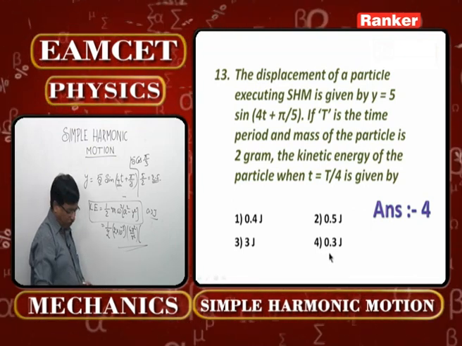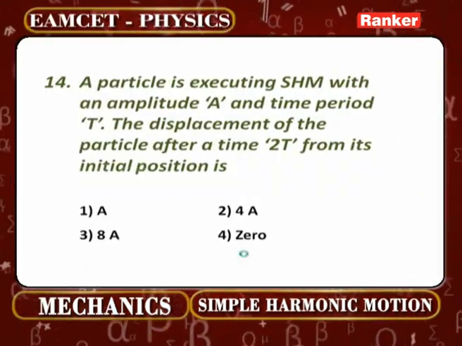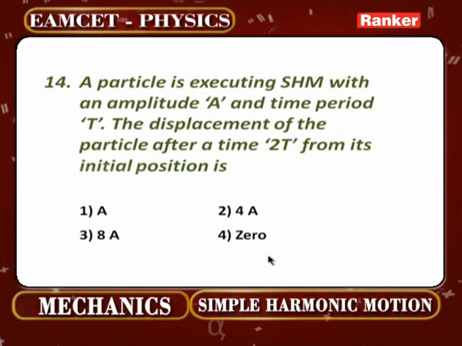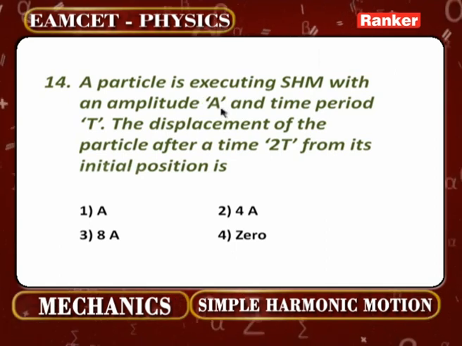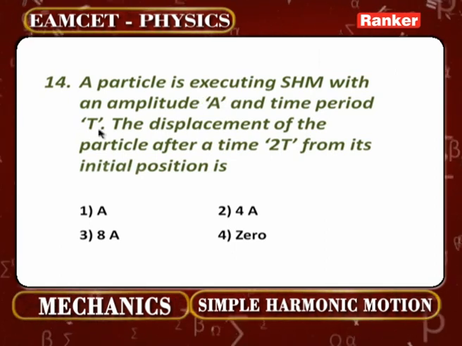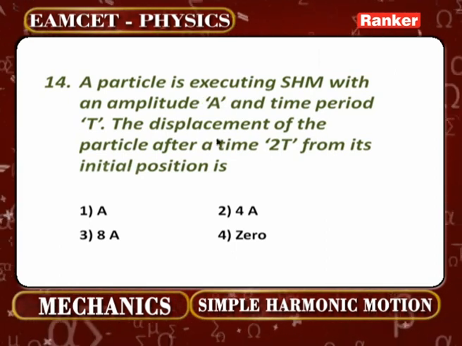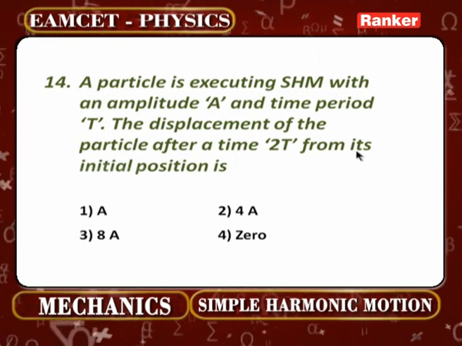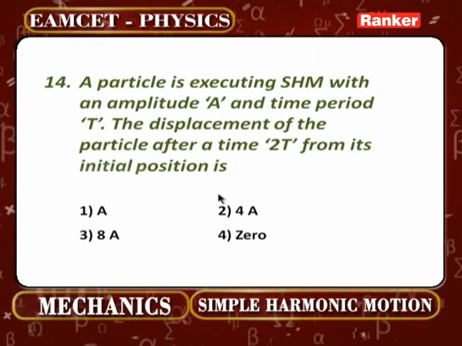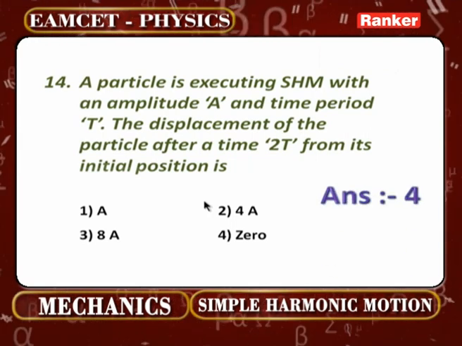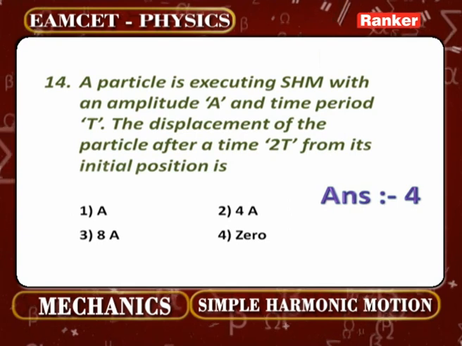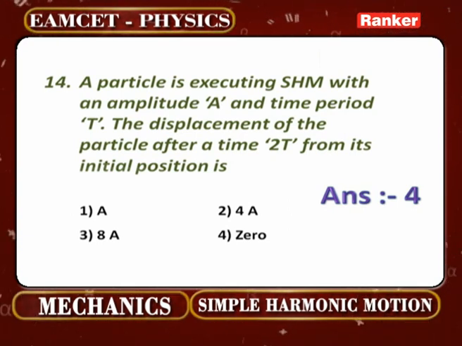Now look at the next problem please. That is problem number 14. A particle is executing SHM with an amplitude A and time period T. The displacement of the particle after a time 2T from its initial position is how much? That is the concept. Sometimes very simple questions of this kind also can be expected in the final EAMCET exam.